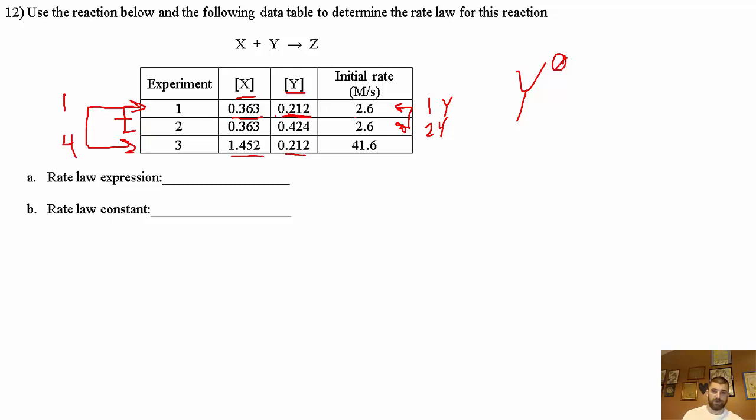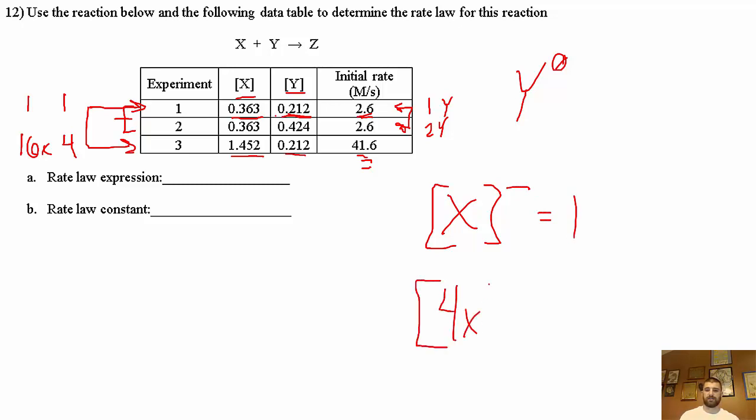And what happens to the reaction rate? Well, it goes from 2.6 to 41.6. So that is a 16 times difference. So we go from 1 to 16 times. All right, well, that's like saying x to some number equals 1, and then 4x to some number equals 16. Well, what's this exponent got to be? It's going to have to be a 2. So we know that it's second order for x, 0 order for y.